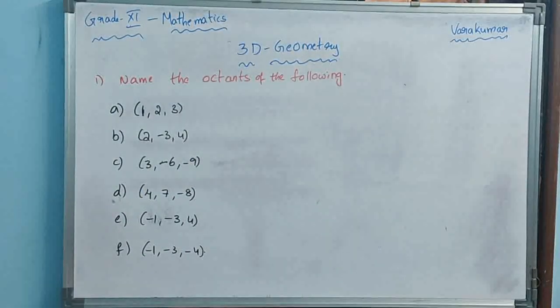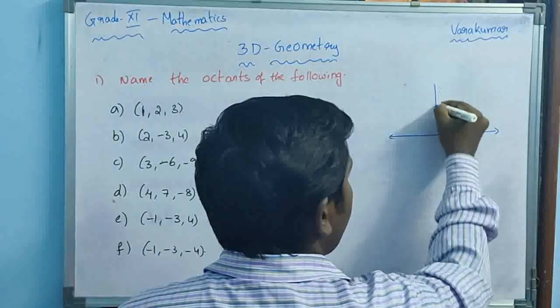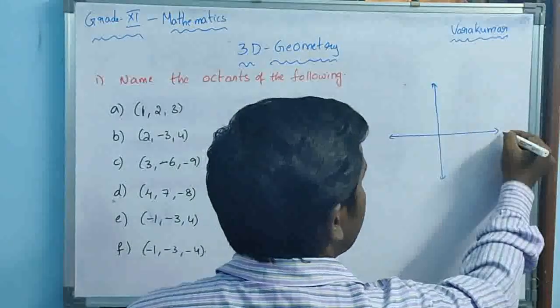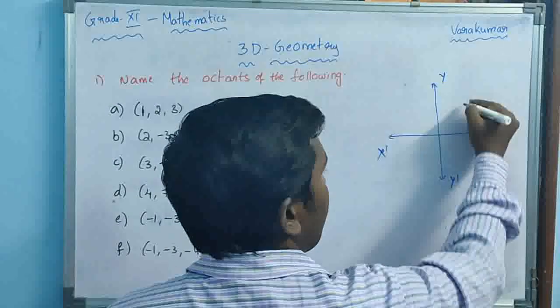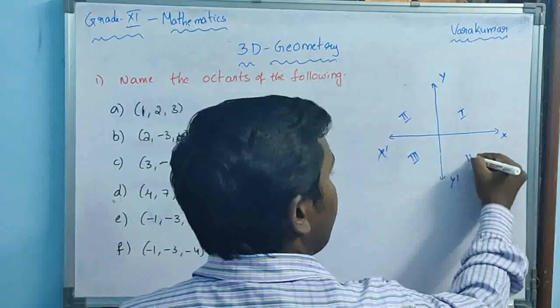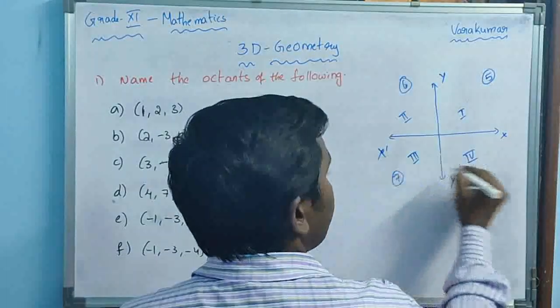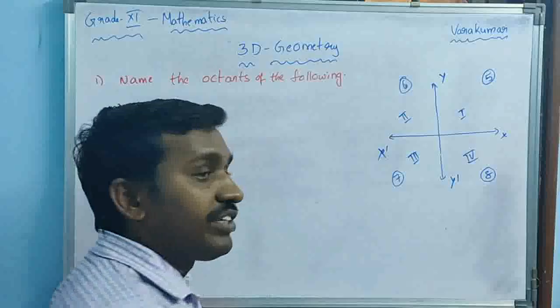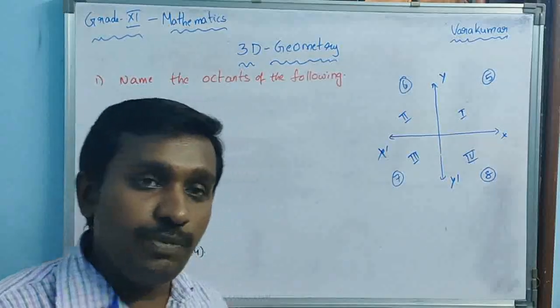Now, name the octants of the following, where they lie. Just now I taught you how to remember the things. Now, just draw the XY axis, and based on that, you can define all. This is X, X dash, Y, Y dash. We know first quadrant, second quadrant, third quadrant, fourth quadrant. Similarly, fifth, sixth, seventh, eighth. 5, 6, 7, 8 we take when the Z value is negative. 1, 2, 3, 4 you take when the Z value is positive, right?